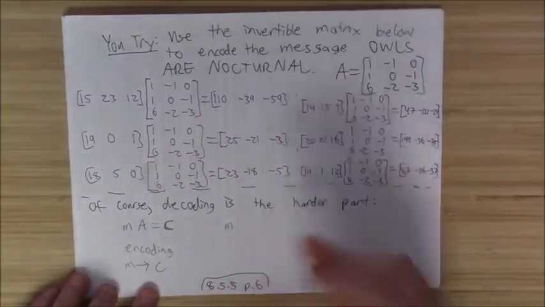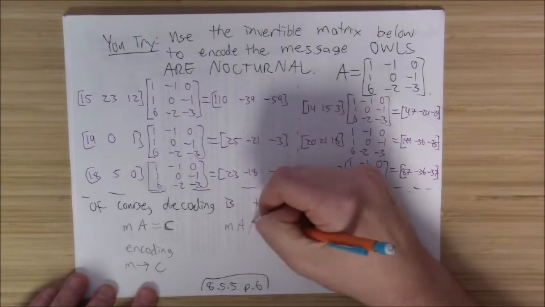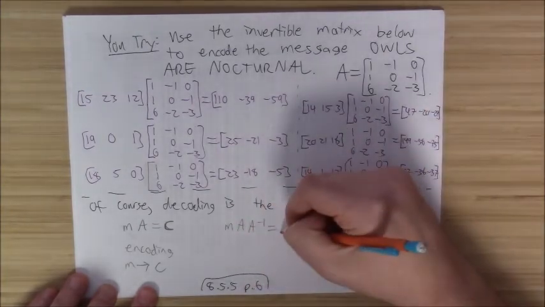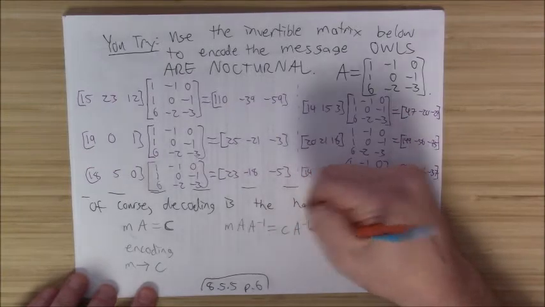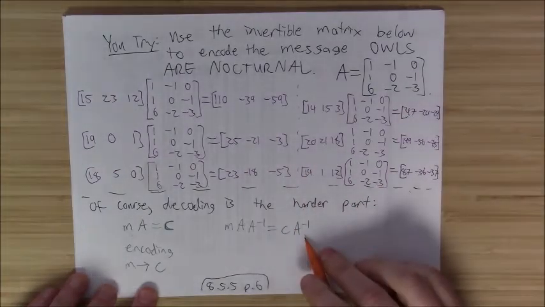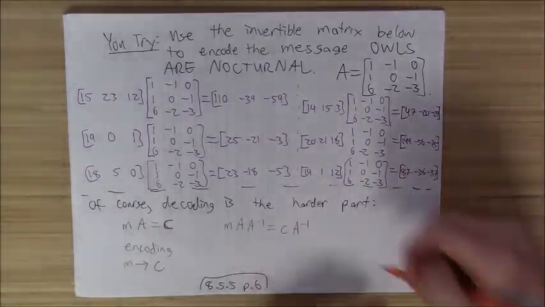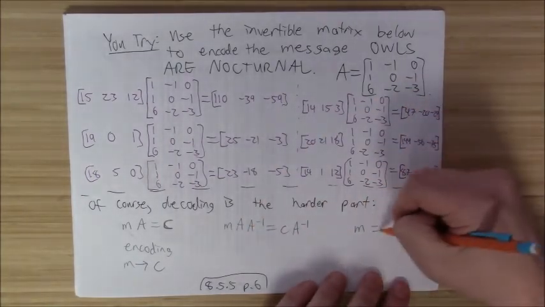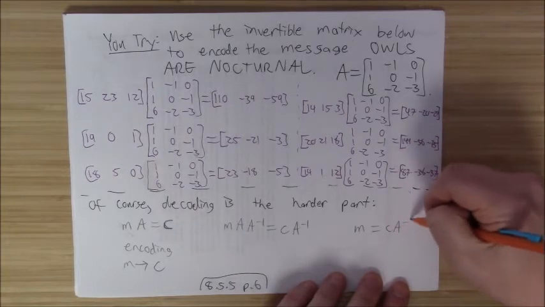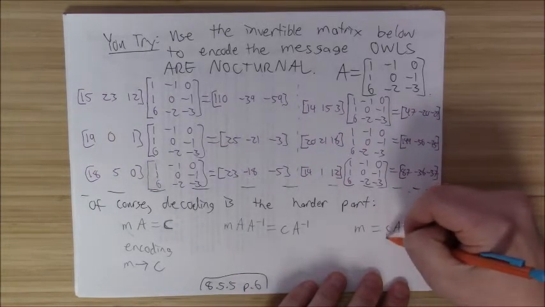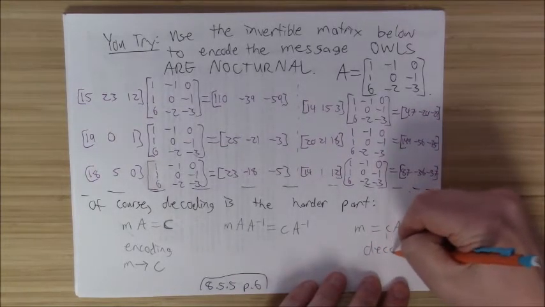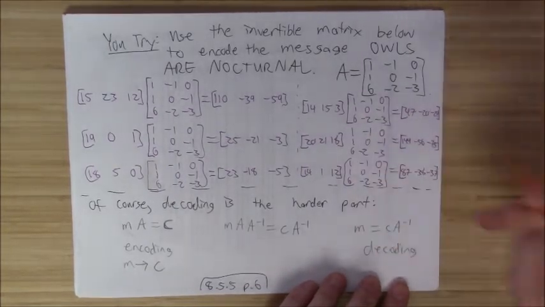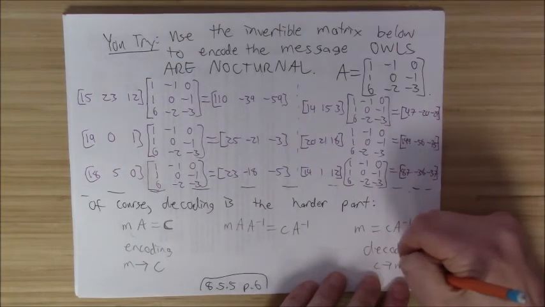But then, to decode, what we can do is we can multiply both sides by the inverse to get M. So C times A inverse. By doing so, we then get the decoded message, which is M times I, so M, and then C A inverse. And this would be the decoded. So this is the decoding now, which takes C back into M, right?